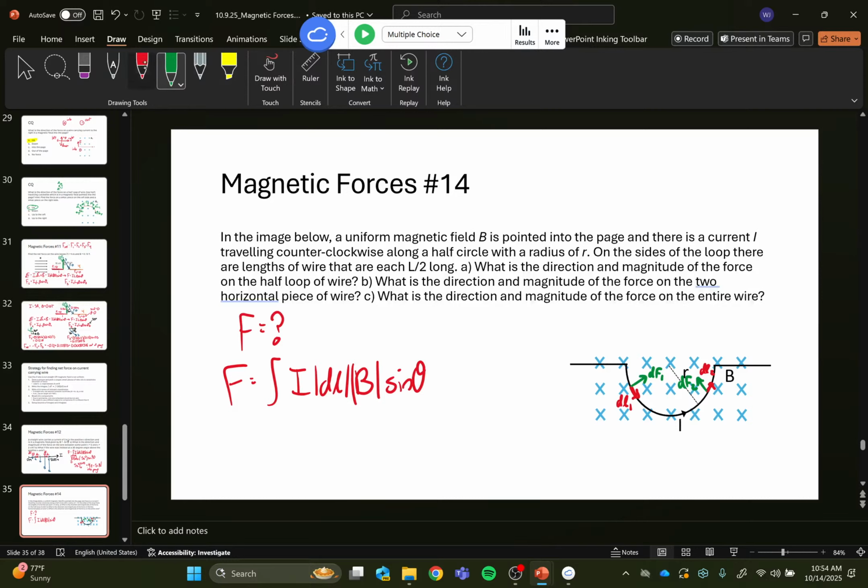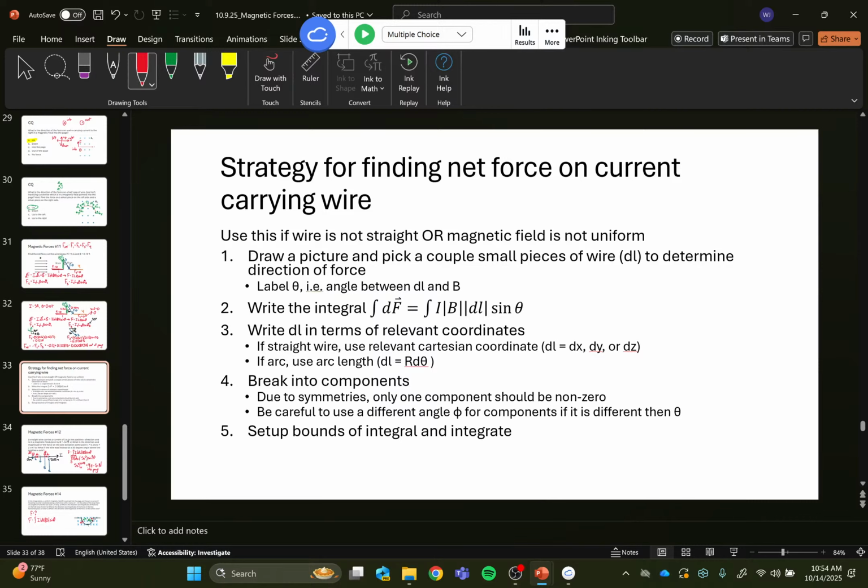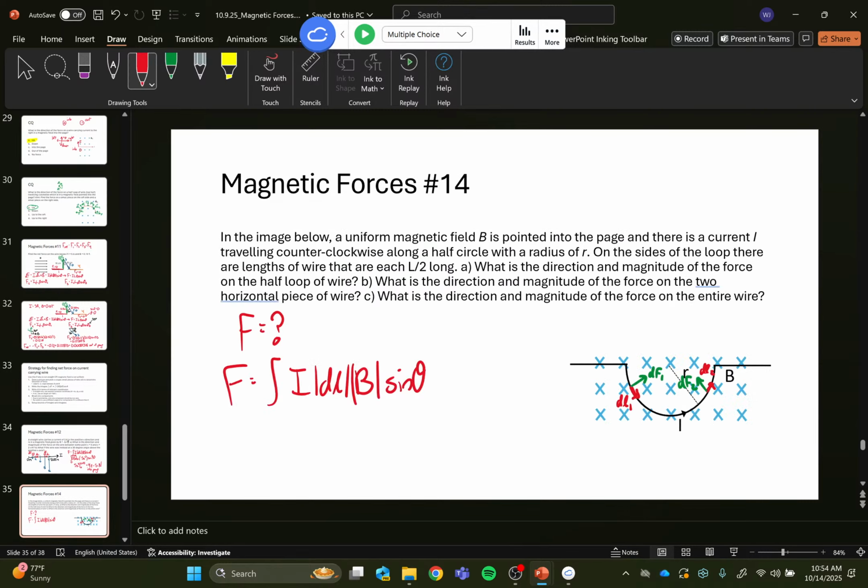All right, so that's my integral. Just to make sure I'm following the steps I told you, great. Next step is to write dl in terms of some spatial coordinate. So if it was purely left, right, or up, down, you'd use dx or dy or dz. If we have a curved piece, we do arc length, so we do r d theta. So we're now going to write this as the integral of I times r d theta.